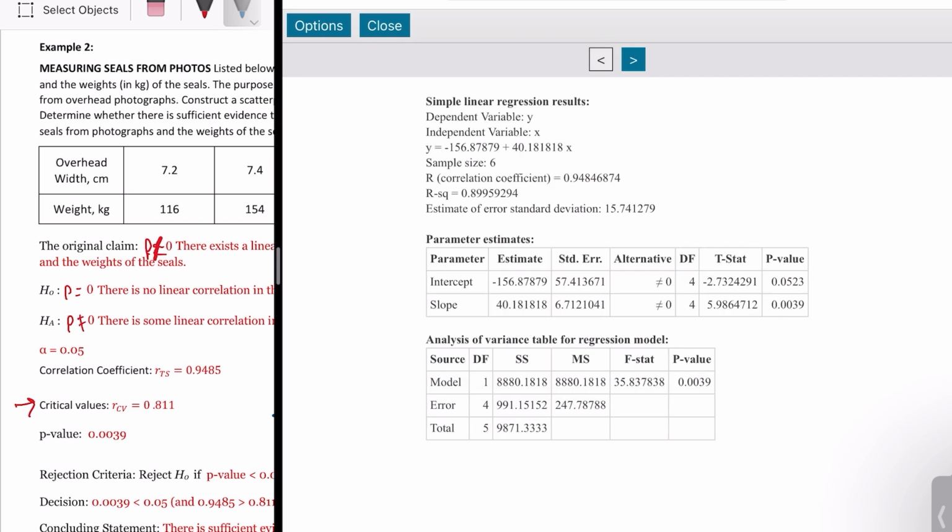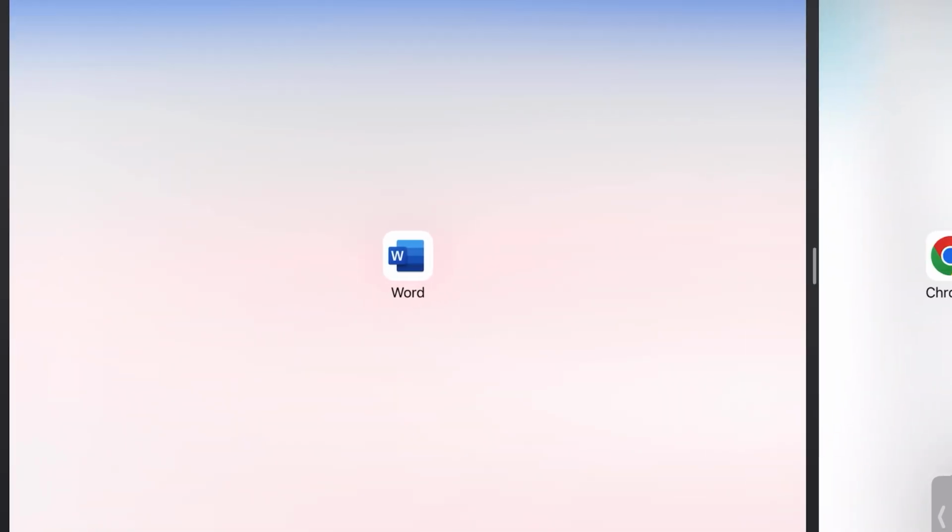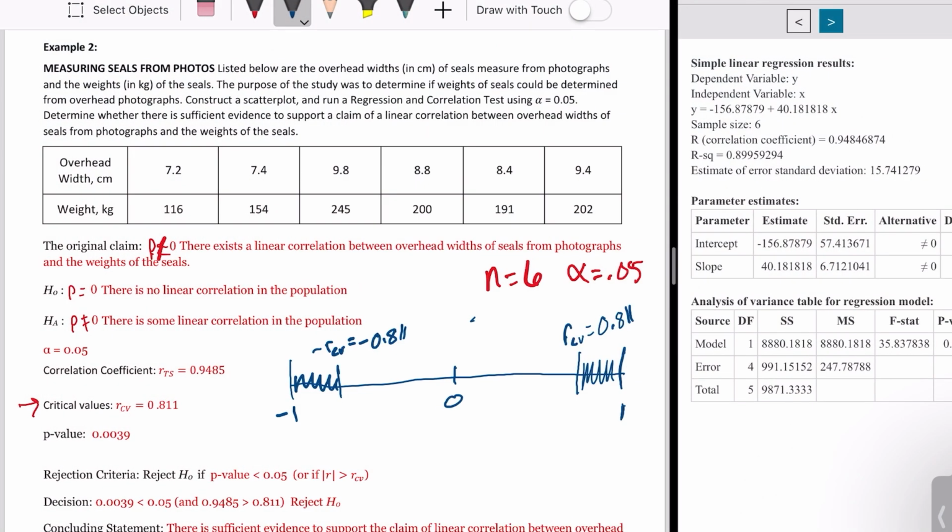So let's put that information back over here. My test statistic, my correlation coefficient R, looks like it is definitely more than my critical value, right? Yeah. That was 0.9485, my R test statistic, which is the correlation coefficient for those points that we saw just a minute ago.